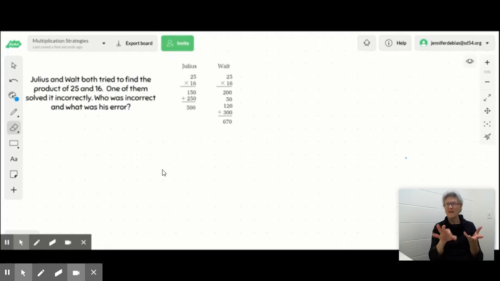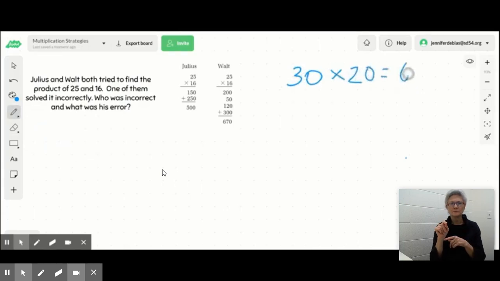So I'm going to first make an estimate. Now the estimate may not help me to figure out who was incorrect, but it's a good habit to get into, and then I'll know if they're both on the right track. So I'm going to round 25 to 30, and I'm going to round 16 to 20. So my quick estimate is 600. Now, looking at my estimate, I know that this estimate is going to be higher than my actual product because I rounded both 25 and 16 up.